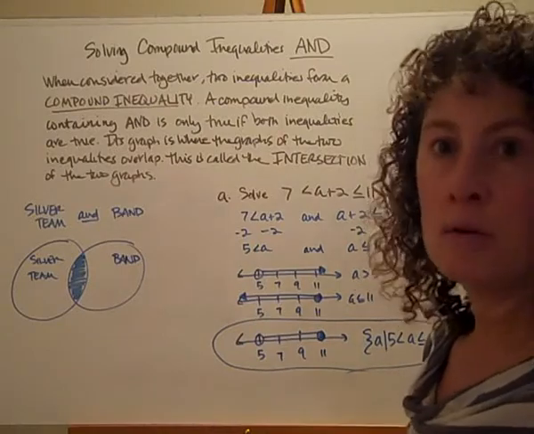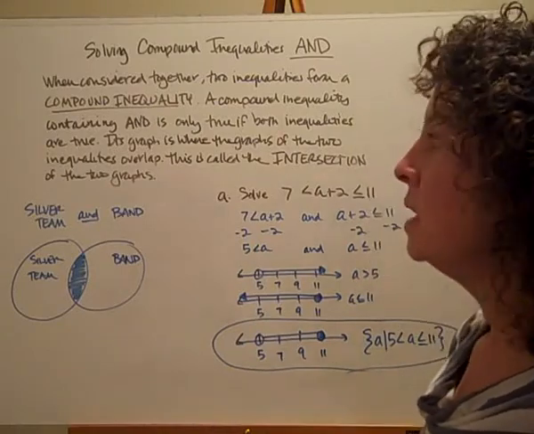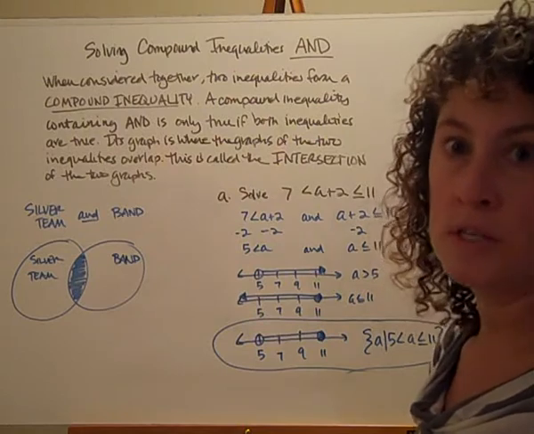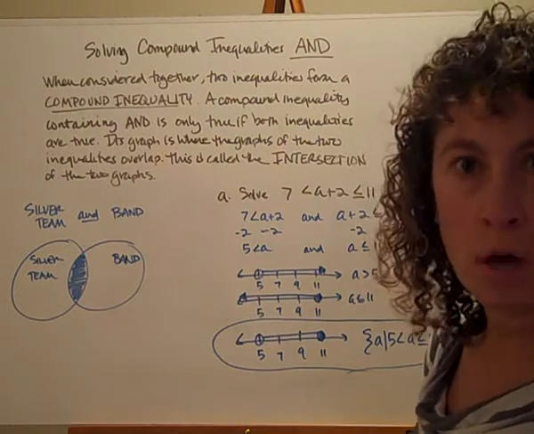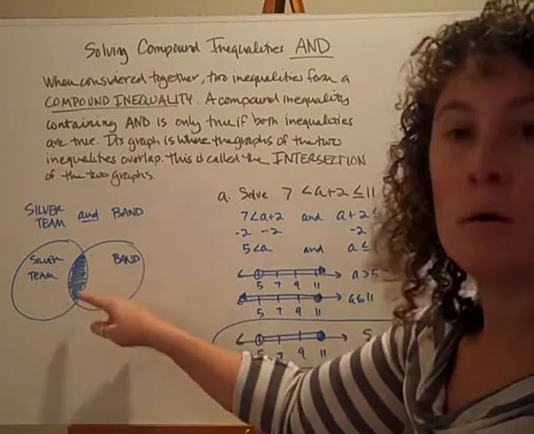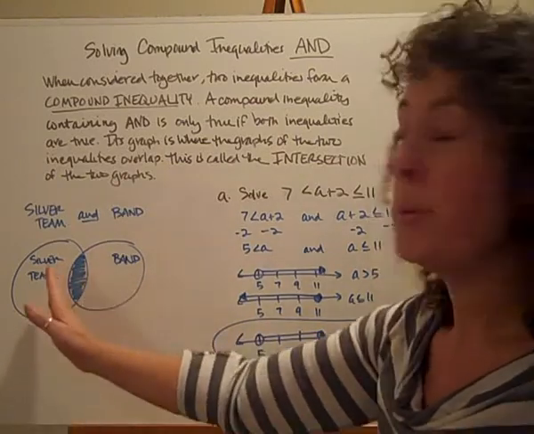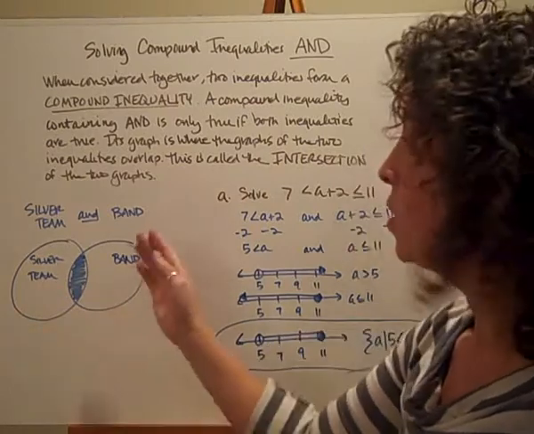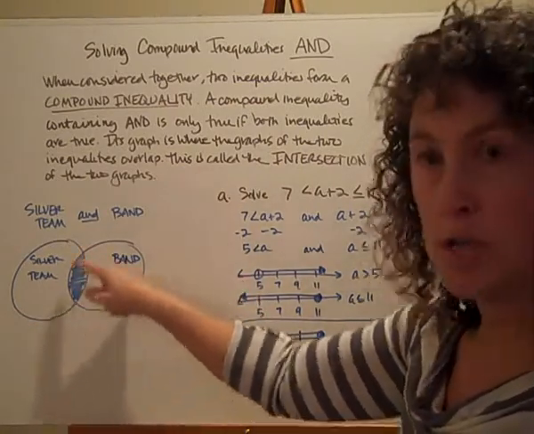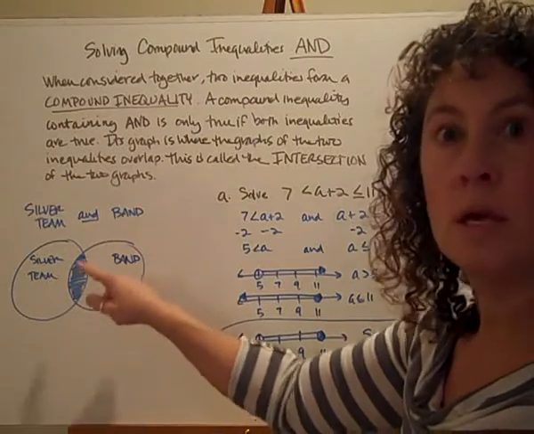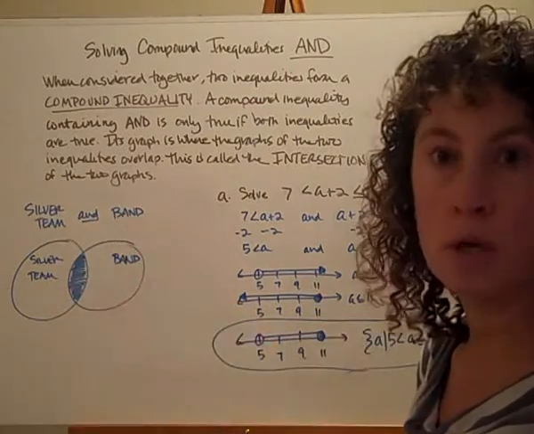So if we made an announcement and said we would like to have all the students who are in silver team and also in band, please report to the auditorium, we would have a small set of people. There would be people on the silver team who would not be going. There would be people in the band who would not be going. There would be a small intersection of those two sets that would be part of this compound inequality.